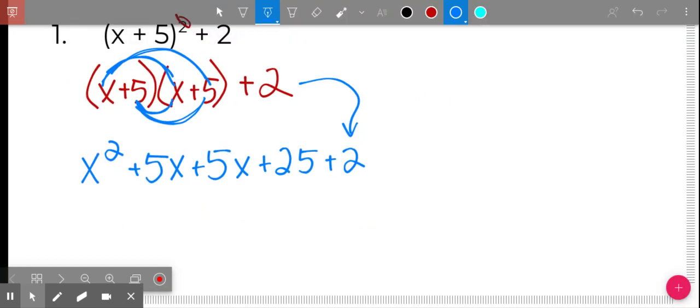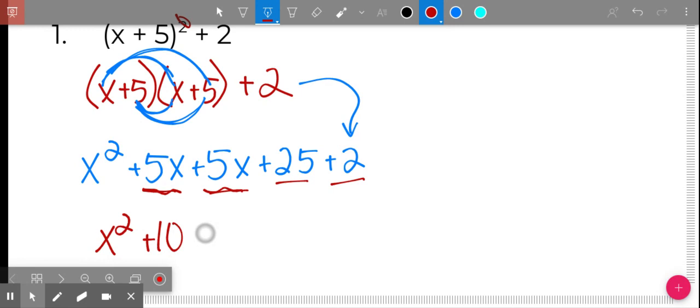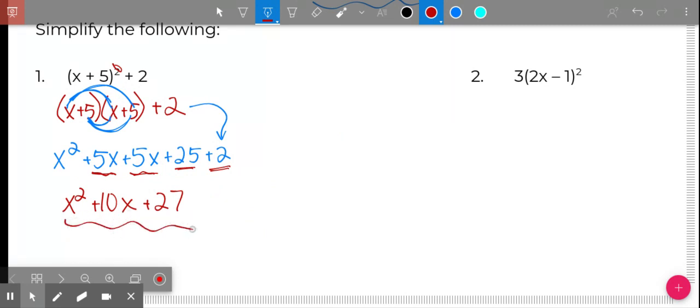So now we just need to combine like terms, just like we did in our last set of notes. So I have the 5x, but now I also have the 25 and the 2. So I'll have x squared, 5x plus 5x gives me plus 10x, and 25 plus 2 gives me plus 27. There we go.